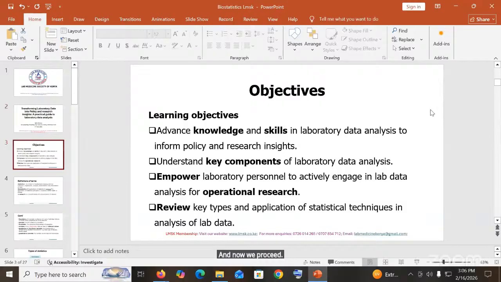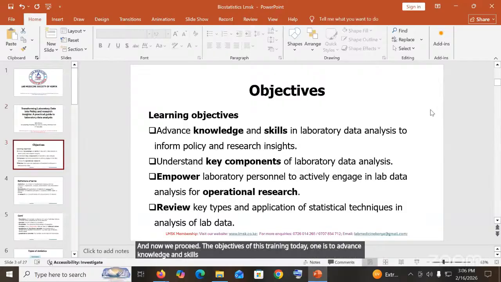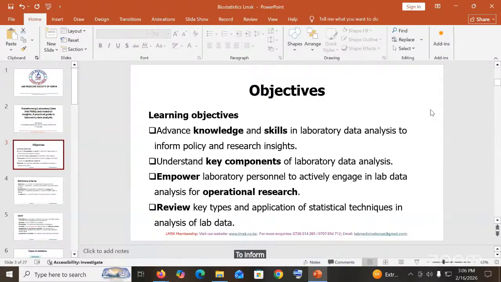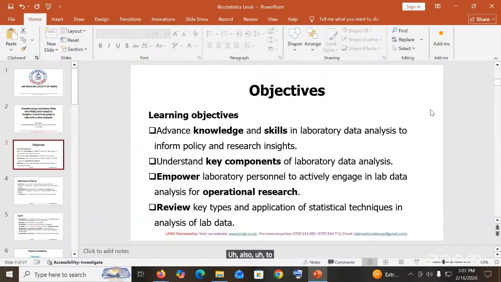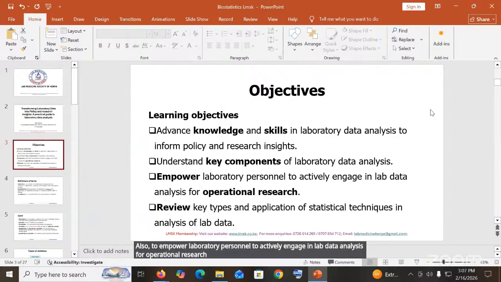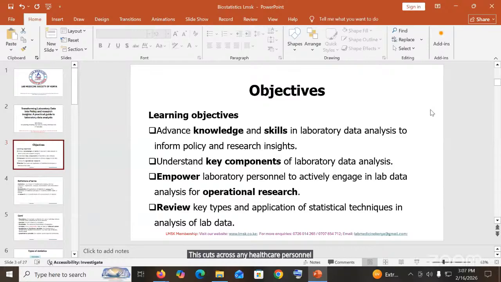The objectives of this training today: one is to advance knowledge and skills in laboratory data analysis to inform policy and research insights, to understand key components of laboratory data analysis, also to empower laboratory personnel to actively engage in lab data analysis for operational research, and also any other healthcare worker who has joined today's webinar. This cuts across any healthcare personnel to actively engage in data analysis for operational research.